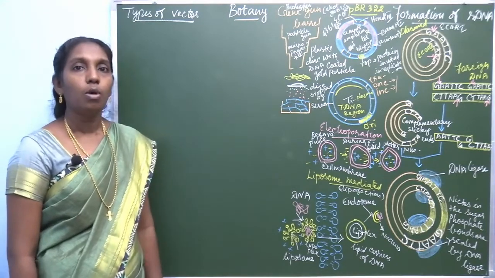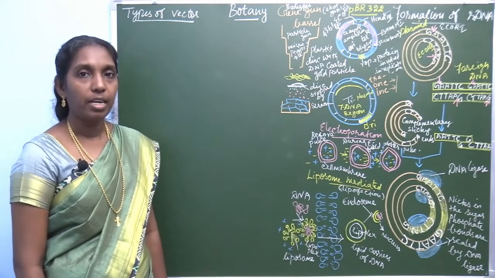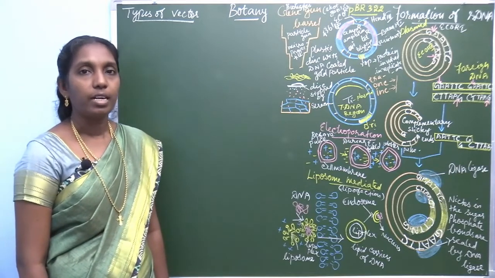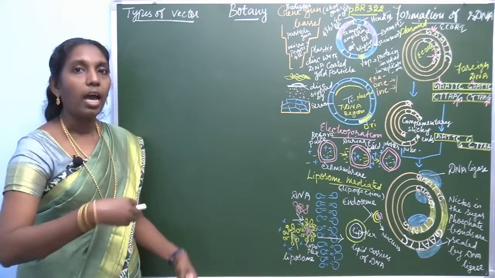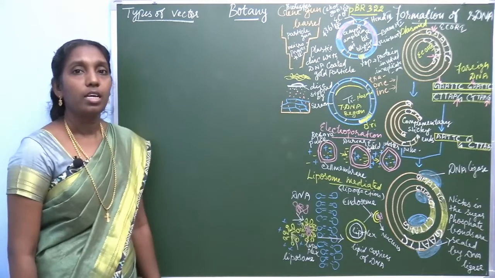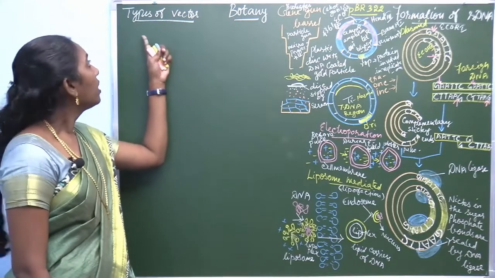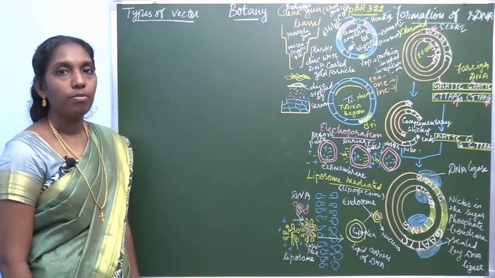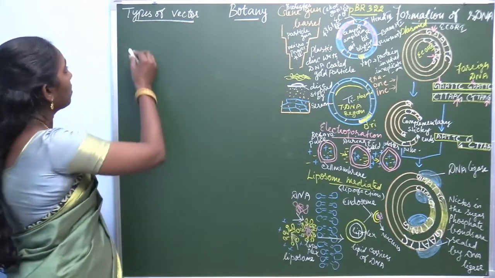Before that, what is a vector? A vector is a small DNA molecule capable of self-replication, and it carries and transfers genetic information. So there are a number of vectors. Today the topic is types of vector. There are a few types of vectors. The most commonly used vector is the plasmid.